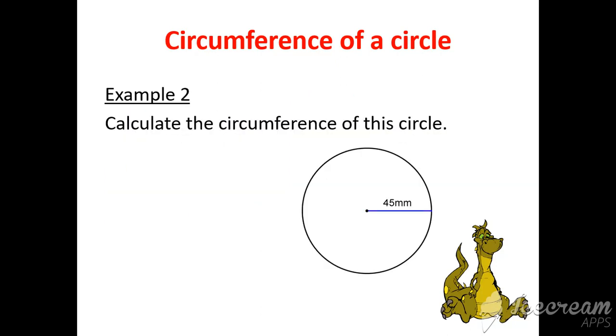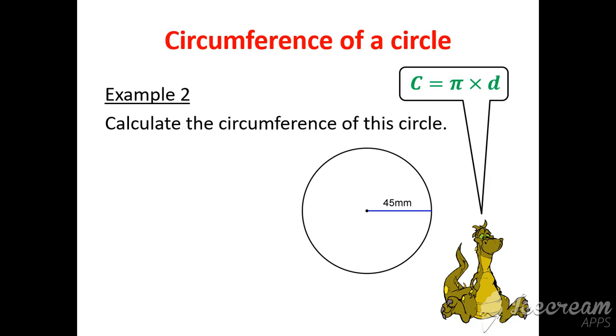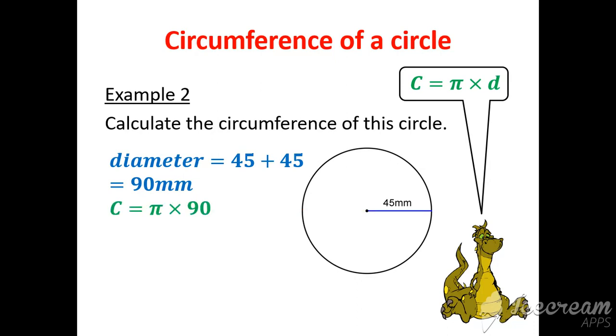All right, example 2, calculate the circumference of this circle. So we've only got the radius, but you know we need the diameter, and the radius plus another radius makes a diameter. So the diameter is equal to 45 plus 45, which is 90 millimeters. So now let's use our formula. C is equal to pi times 90, the diameter.